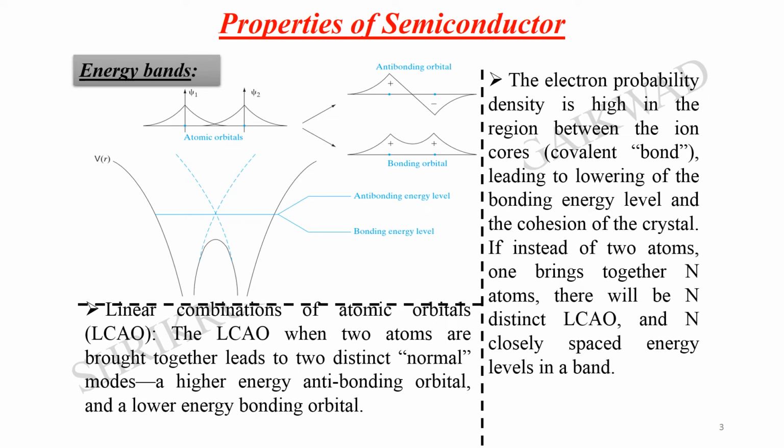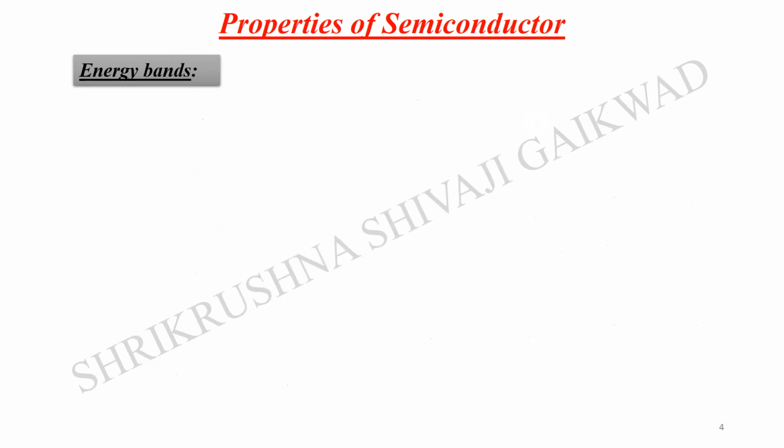So that means n number of distinct or different linear combinations of the atomic orbitals will be there, and there will be n closely spaced energy levels in that particular band forming over there.